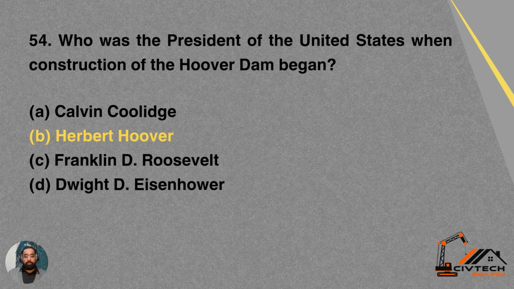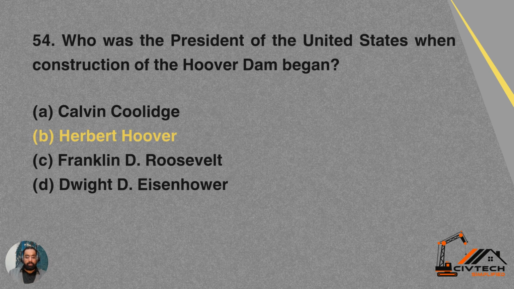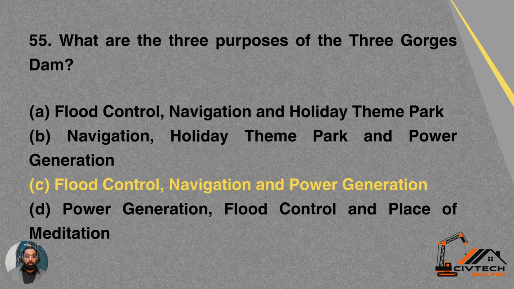Question 54. Who was the President of United States when the construction of Hoover Dam began? Option A, Calvin Coolidge. Option B, Herbert Hoover. Option C, Franklin D. Roosevelt. Option D, Dwight D. Eisenhower. So option B is Herbert Hoover. B is the correct answer for this question. Herbert Hoover was the President of United States when the Hoover Dam's construction began.